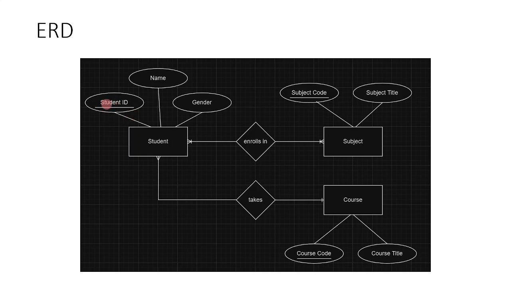So this is what we call a key. Our primary key is underlined and so on. And if we are going to have the complete ERD, it would be more cluttered. Maybe we are going to have the semester, the school year, teachers, and so on. So it's up to you how you are going to arrange your entities.